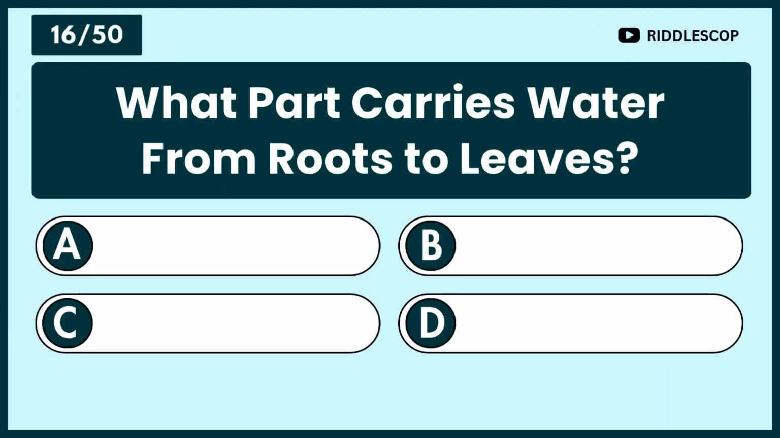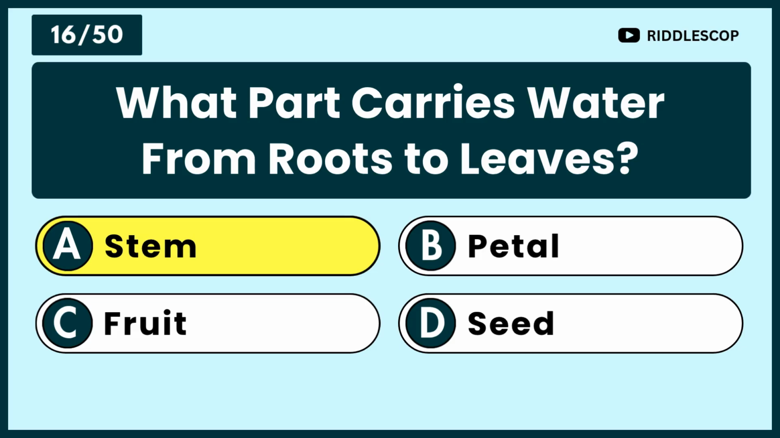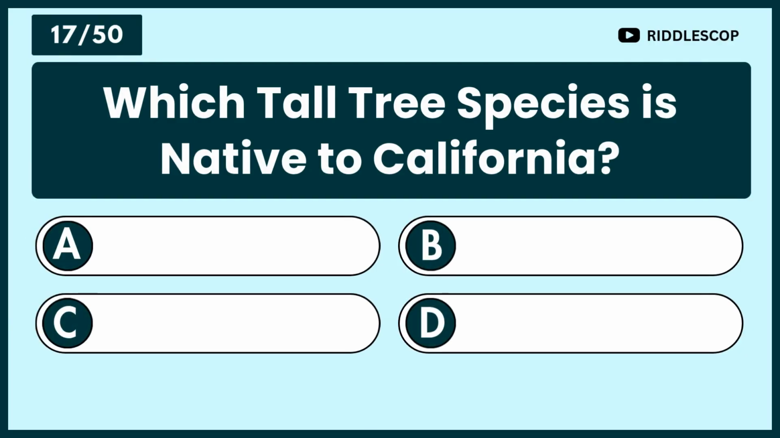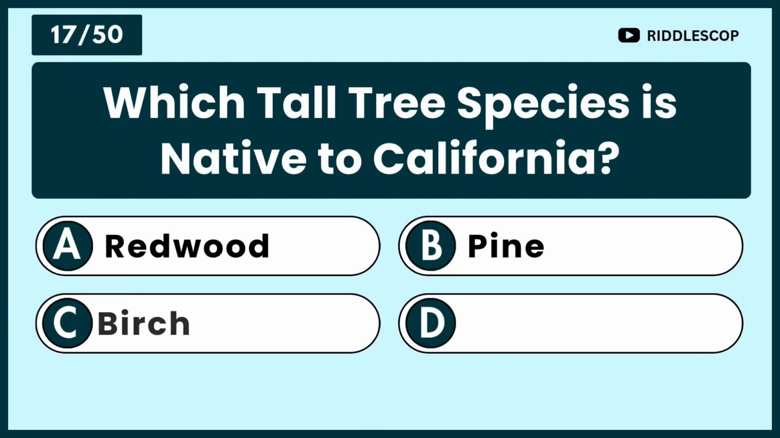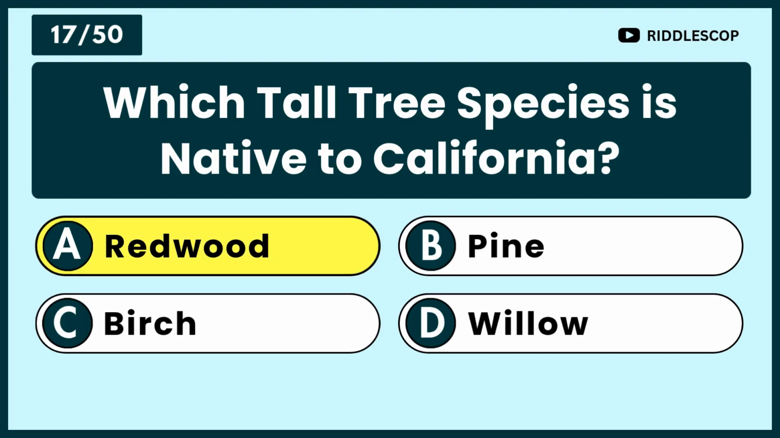What part carries water from roots to leaves? Option A. Stem. Which tall tree species is native to California? Option A. Redwood.